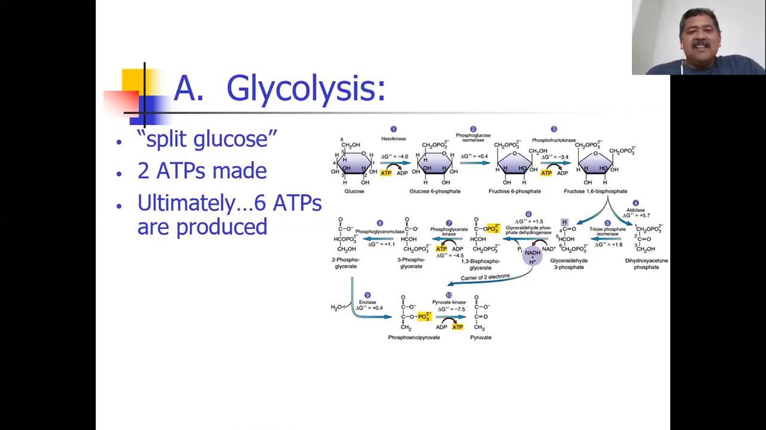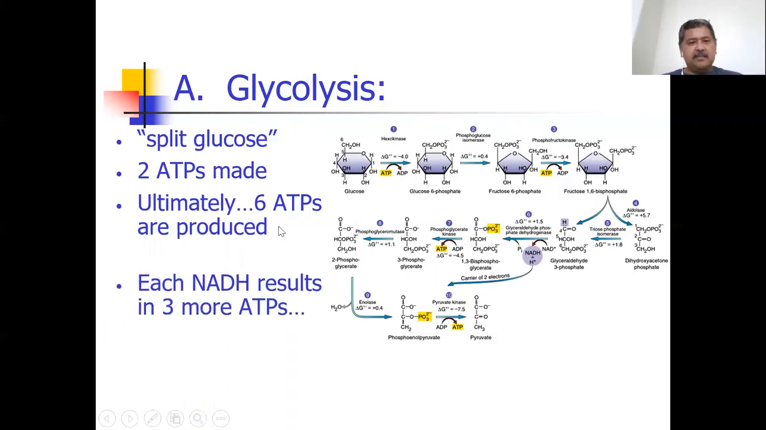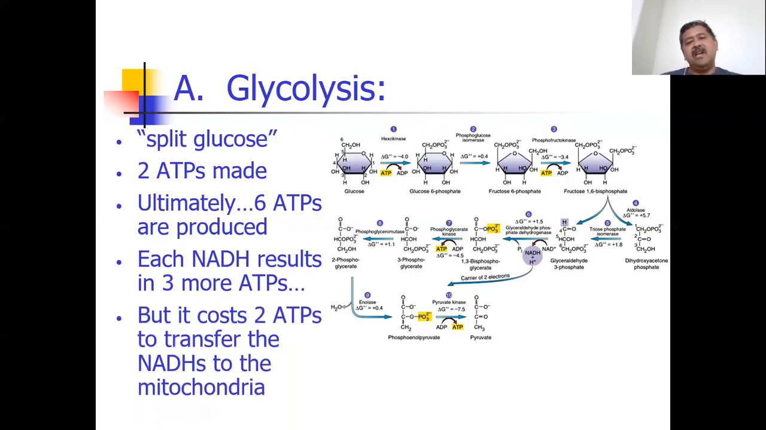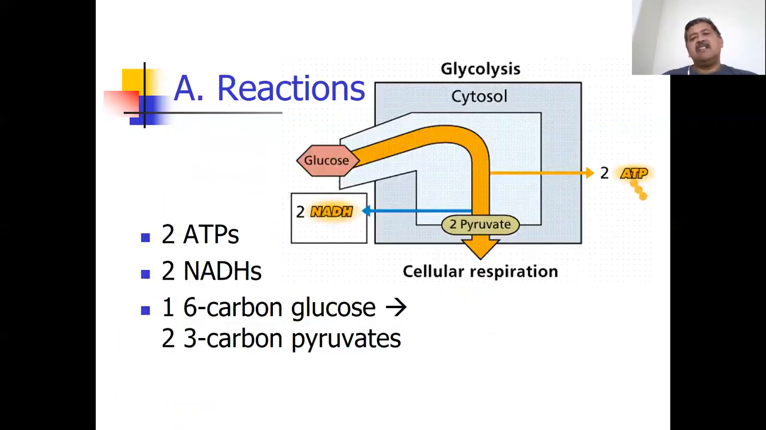So yeah, it's not such thing as a free trip, but also with this NADH, hey, you're gonna get six ATPs off of those 2 NADHs. Nah, because you got to transfer. You got to take some energy and use that to move this from the cytoplasm to the inner membrane and the mitochondria. So it's going to cost you a little. It's going to cost you 2 ATPs, and that's why it's not 8, but it's 8 minus 2, which is 6 ATPs. So each NADH results in 3 more ATPs, but it costs 2 ATPs to transfer the NADHs to the mitochondria.